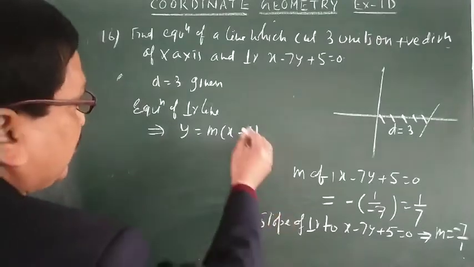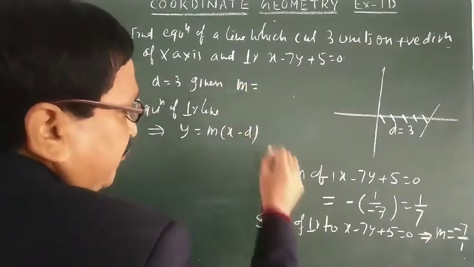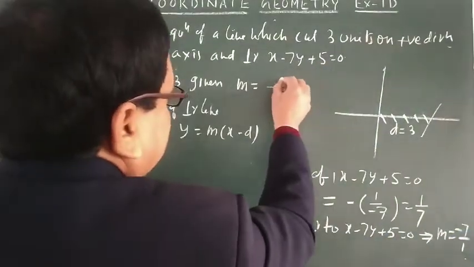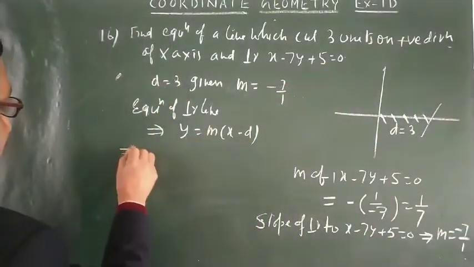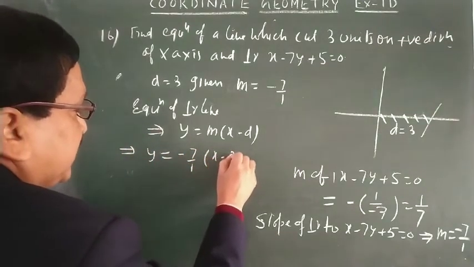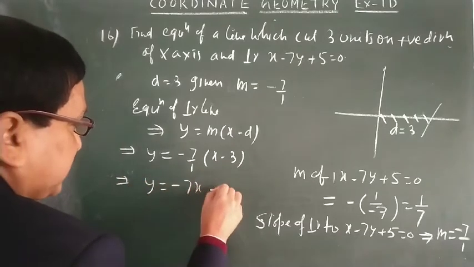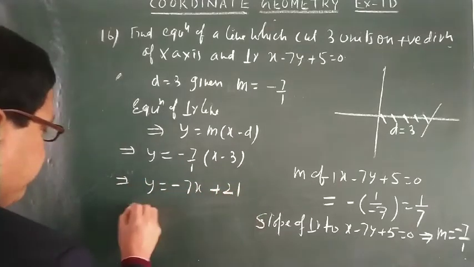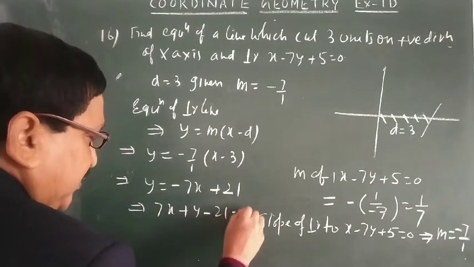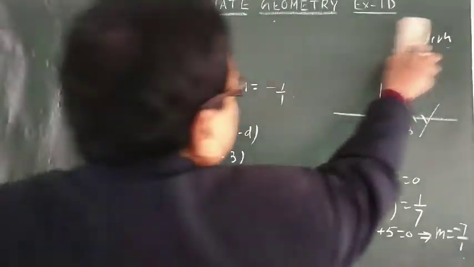So put the value here. The m we have got perpendicular to this is minus 7 by 1. So put here y equal to minus 7 by 1, x minus 3. Simplify this: minus 7x plus 21. So this is 7x plus y minus 21 is equal to 0. So this is your answer.